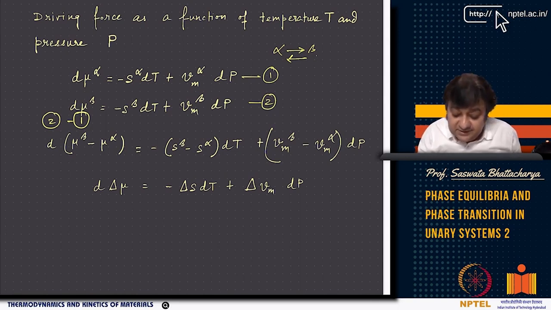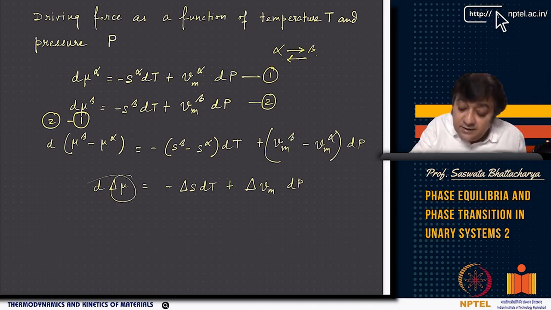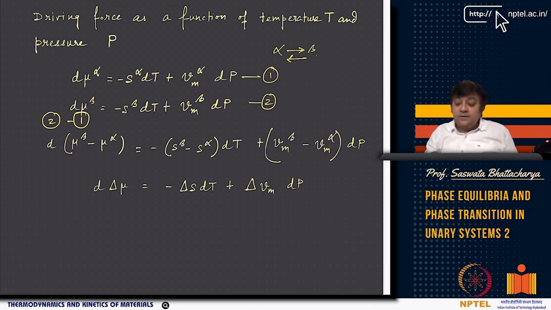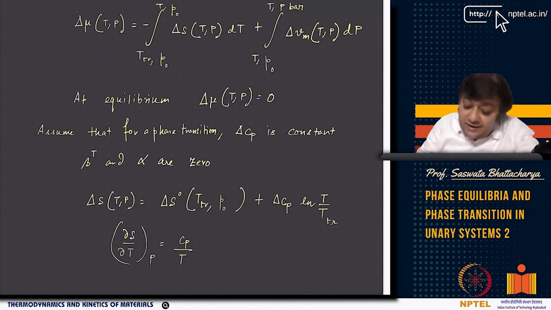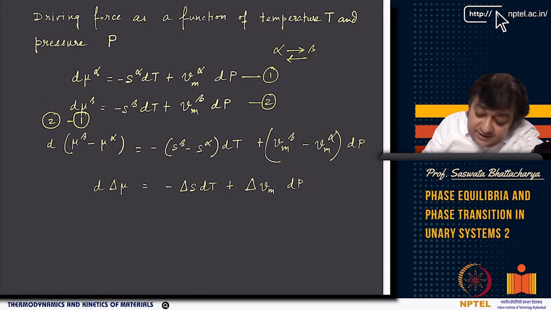Now, d(mu beta minus mu alpha) is nothing but d of delta mu, right? Mu beta minus mu alpha is nothing but delta mu. It is nothing but delta, which is basically minus delta S dT plus delta Vm dP, where delta S is S beta minus S alpha and delta Vm is Vm beta minus Vm alpha. That's it. Now you can integrate d of delta mu.